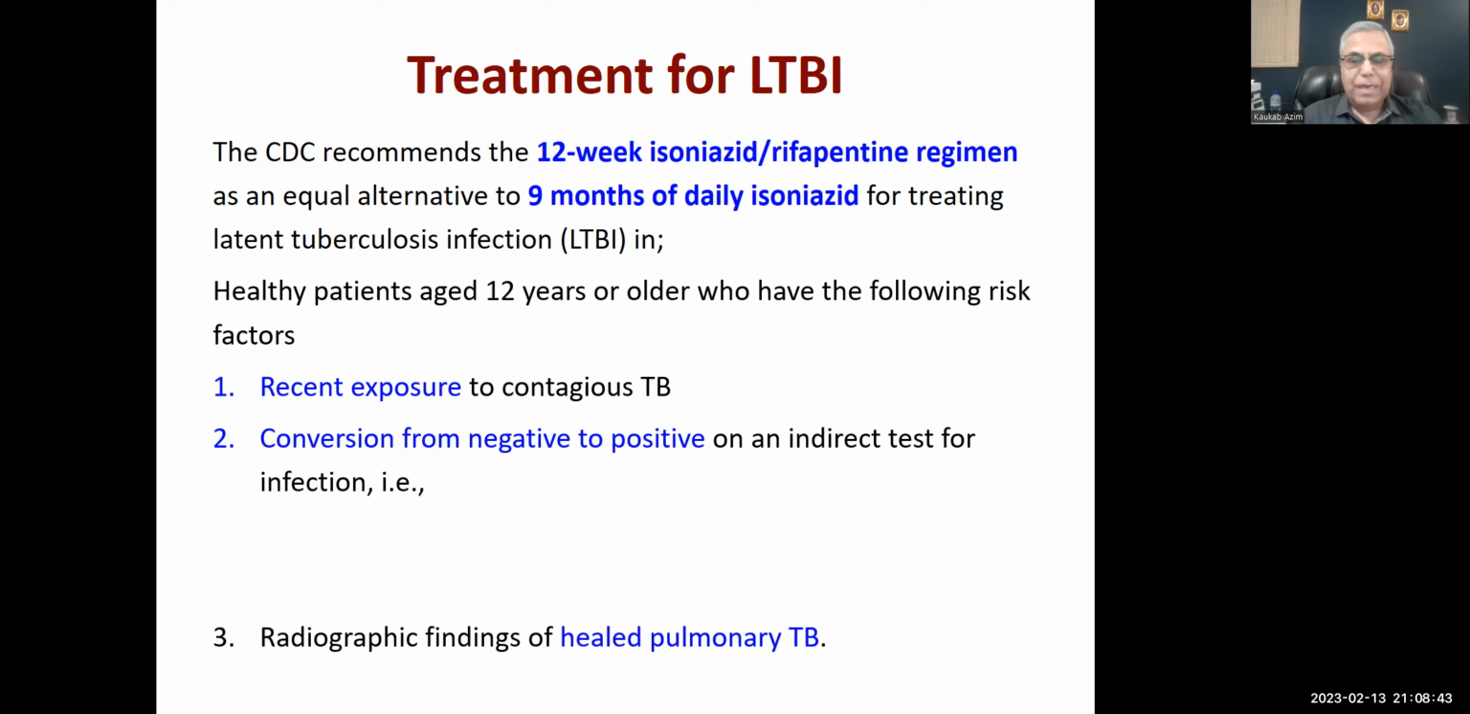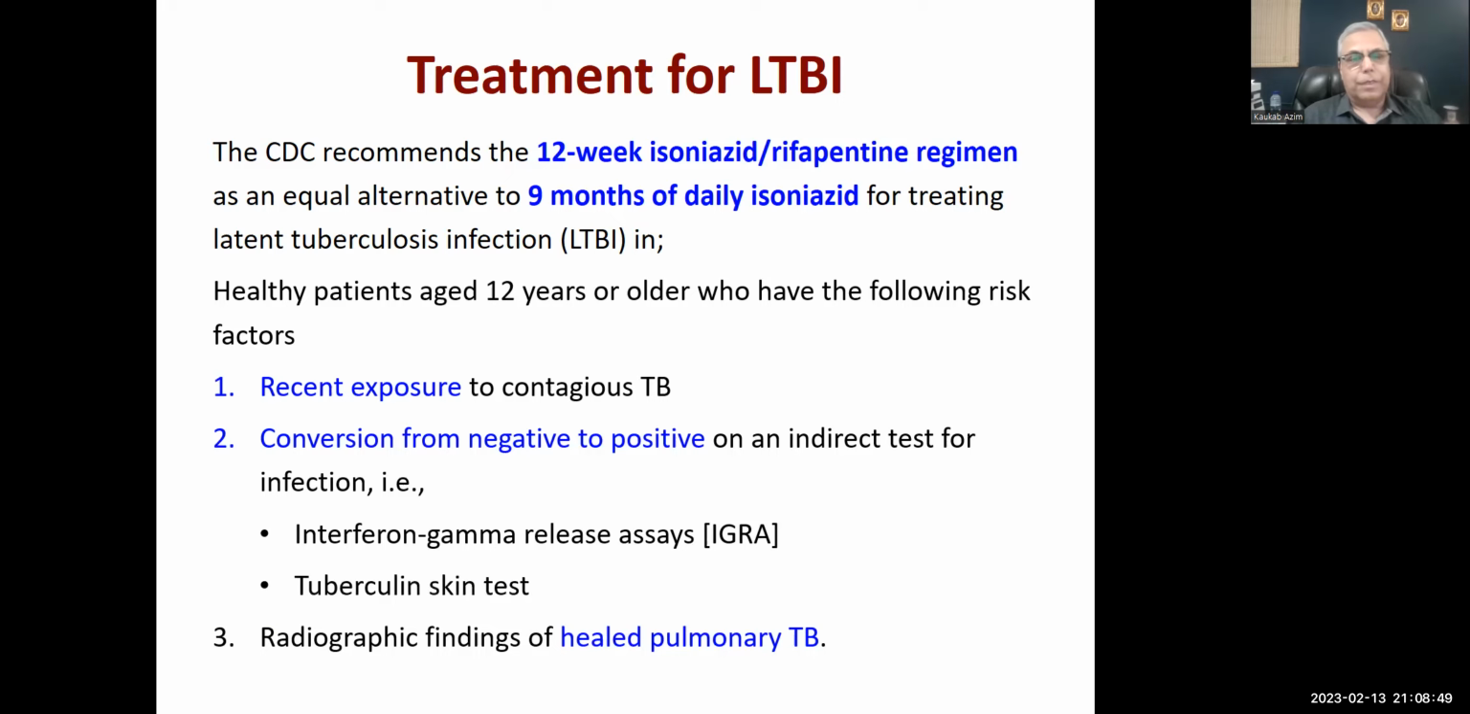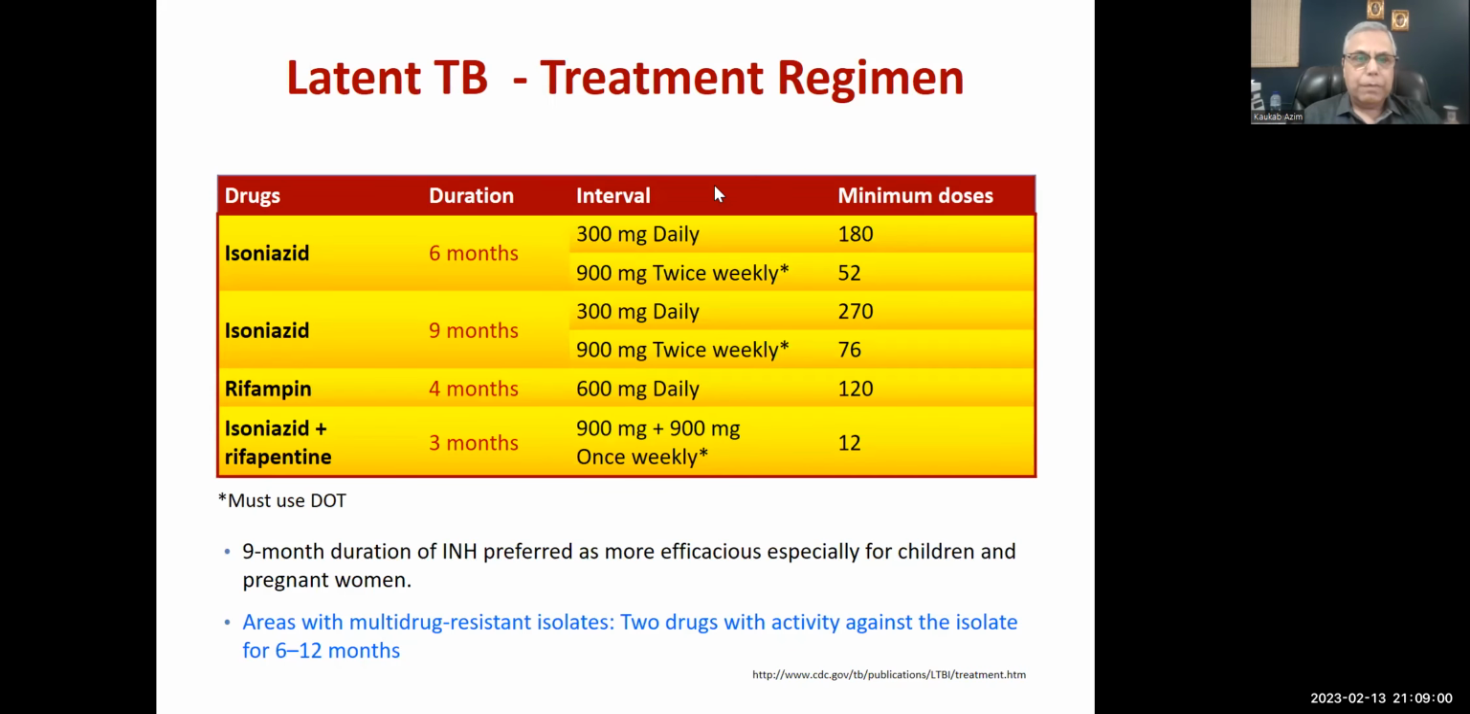Radiographic evidence of healed tuberculosis, and their interferon gamma release assay is positive, their tuberculin test is positive, right? And they have this history of exposure and seroconversion, then we give them this treatment. Now we have many options. We have isoniazid, we have rifampicin, and we have isoniazid plus rifampicin, right?